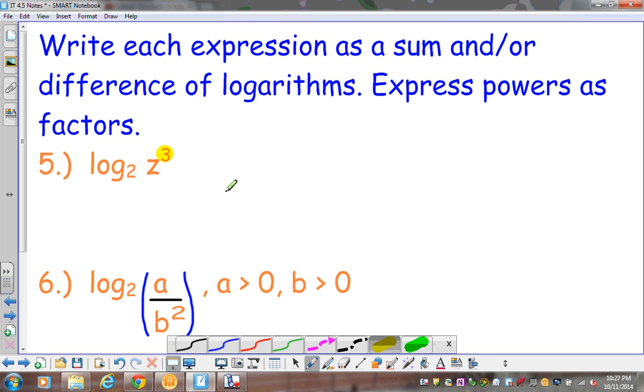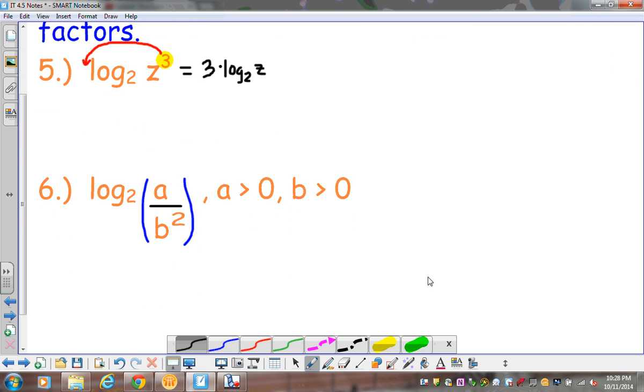However, I do have an exponent up top. That very last rule that we were looking at was if we have an exponent up top, we can take that exponent and move it out to the front and be multiplied by that log. So this is going to look like the exponent moving out front. So 3 times log base 2 of z. And since I'm not multiplying or dividing by anything, I'm not going to have multiple logs here. So that's my answer. All right, so let's look at the next one.